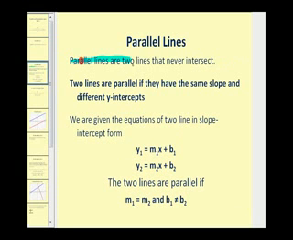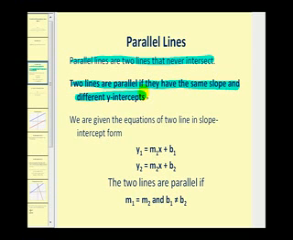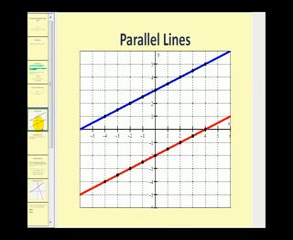Parallel lines are two lines that never intersect, and in order for that to happen, the two lines must have the same slope and different intercepts. So the slopes must be the same and the y-intercepts must be different. And here's an illustration of two parallel lines. Using these 2 points, we can determine that the slope of this line would be up 1, right 2, so 1/2. And using these 2 points on the red line, we could also determine the slope is equal to 1/2. And we can also tell that the y-intercepts are different, so we have parallel lines.